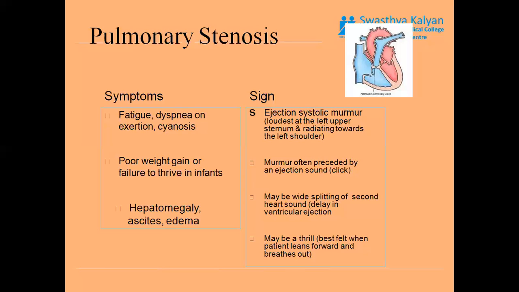So what is happening in this pulmonary stenosis is the valve is not completely open. Due to that, when the blood is ejected out of the right ventricle, not all the blood is able to pass into the pulmonary artery. A part of the blood remains in the right ventricle, and obviously the pulmonary output, the blood that is supposed to reach the lungs, is getting reduced.